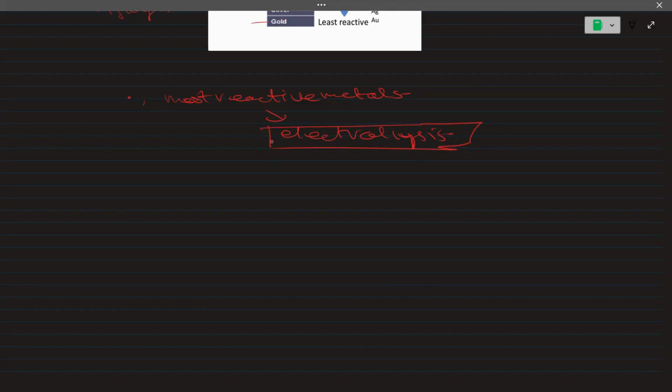The metals below carbon can be extracted by heating their ores with carbon. For example, hematite is an ore. And what is an ore? An ore is a mixture in which the iron is present, and with it the impurities are also present. Most of the metals are extracted from their ores, except gold, because we get gold in the pure form.